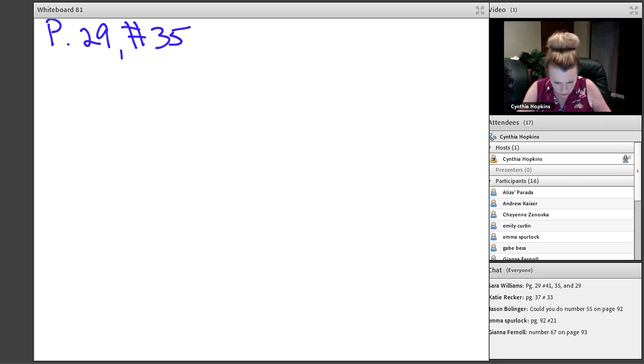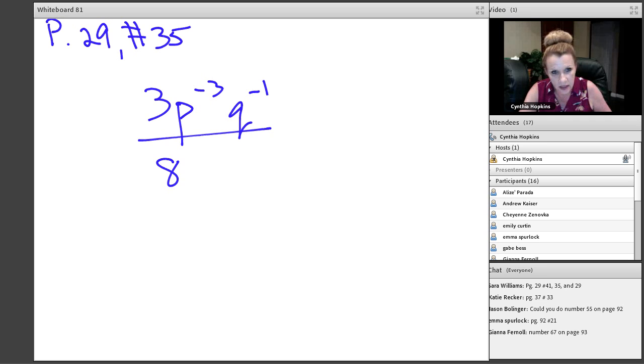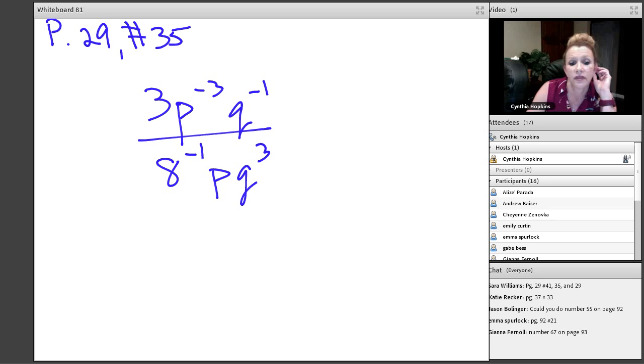All right, so number 35 is 3p to the negative 3 power, q to the negative 1, and then all over 8 to the negative 1, p, q to the third. Okay, so these are all factors, and that's why I can do what I'm going to do next. I'm going to take each factor one at a time.